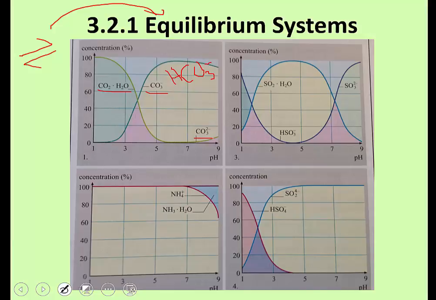Now notice that the concentration of any of those species at any given time, shown here on the y-axis, is controlled by the pH. So we can determine what species should be present in water by measuring the pH.